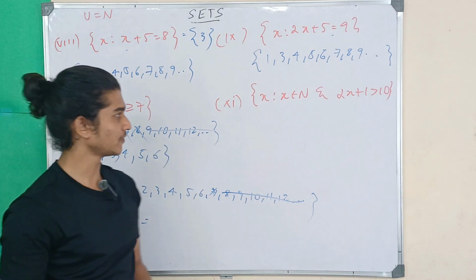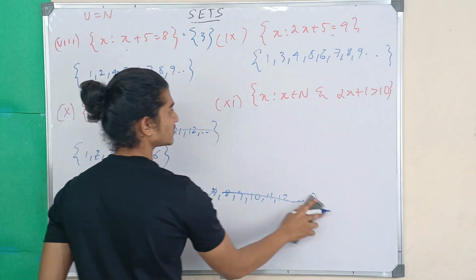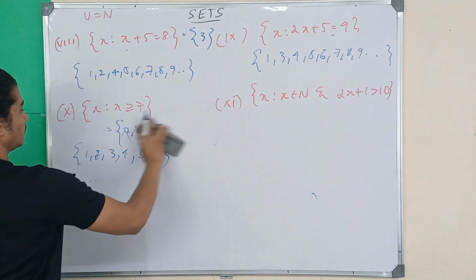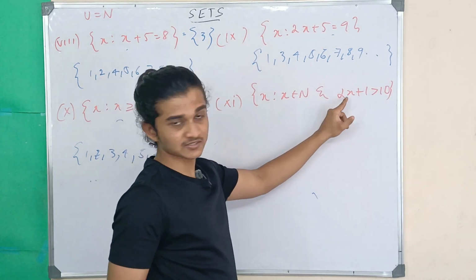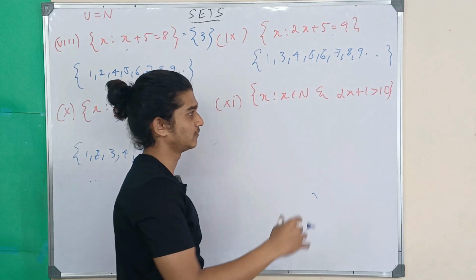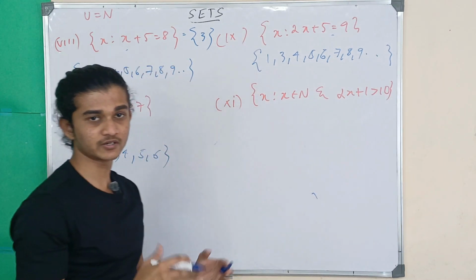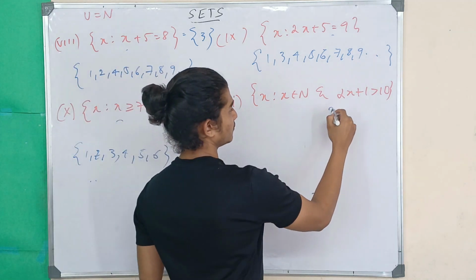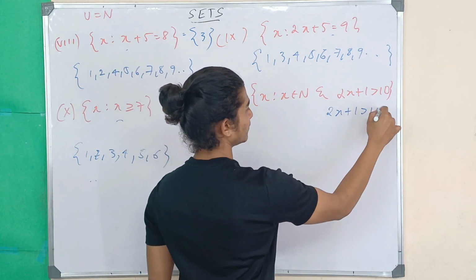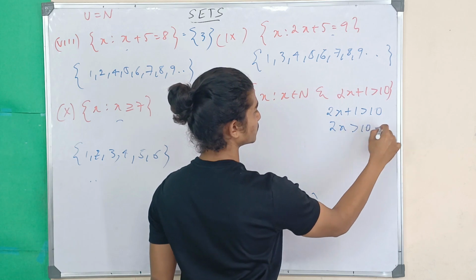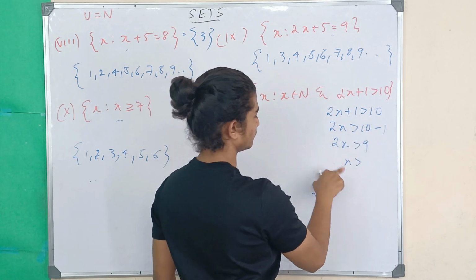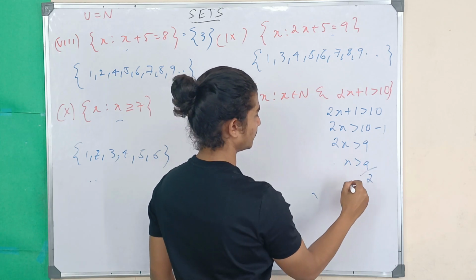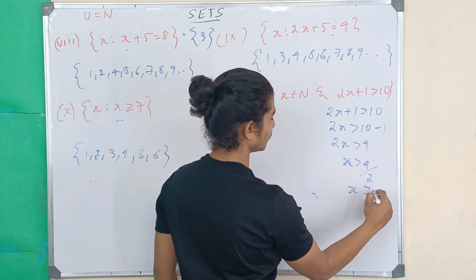Last one, set of all x such that x is a natural number and 2x plus 1 is greater than 10. If you deal with this kind of problems, just assume this as a normal equation and try to solve that. So 2x plus 1 is greater than 10. 2x greater than 10 minus 1, 2x greater than 9, x greater than 9 by 2. So x greater than 4.5.